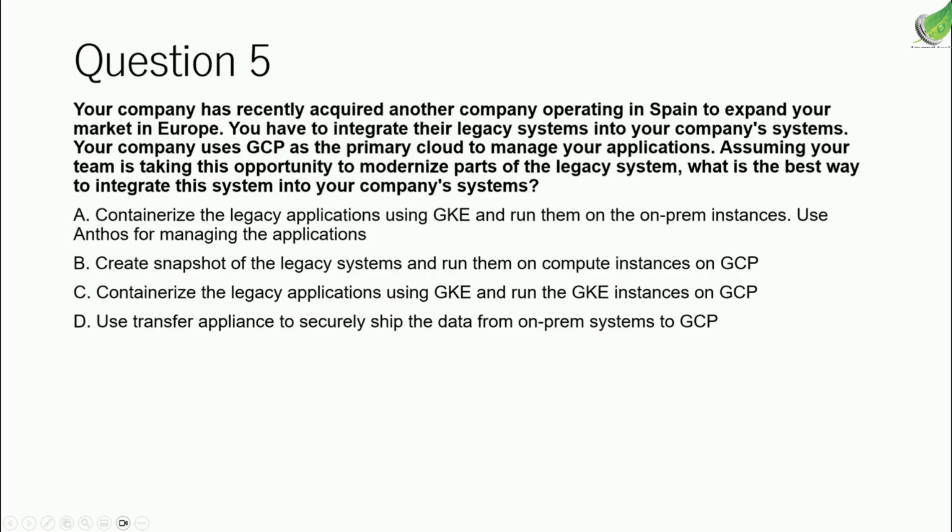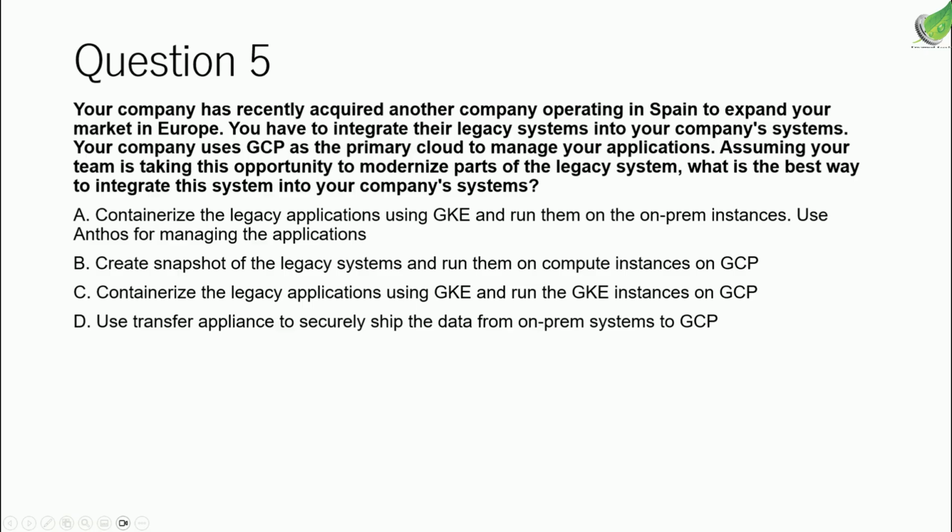Your company has recently acquired another company operating in Spain to expand your market in Europe. You have to integrate their legacy systems into your company's systems. Your company uses GCP as the primary cloud to manage your applications. Assuming your team is taking this opportunity to modernize parts of the legacy system, what is the best way to integrate this system into your company's systems?